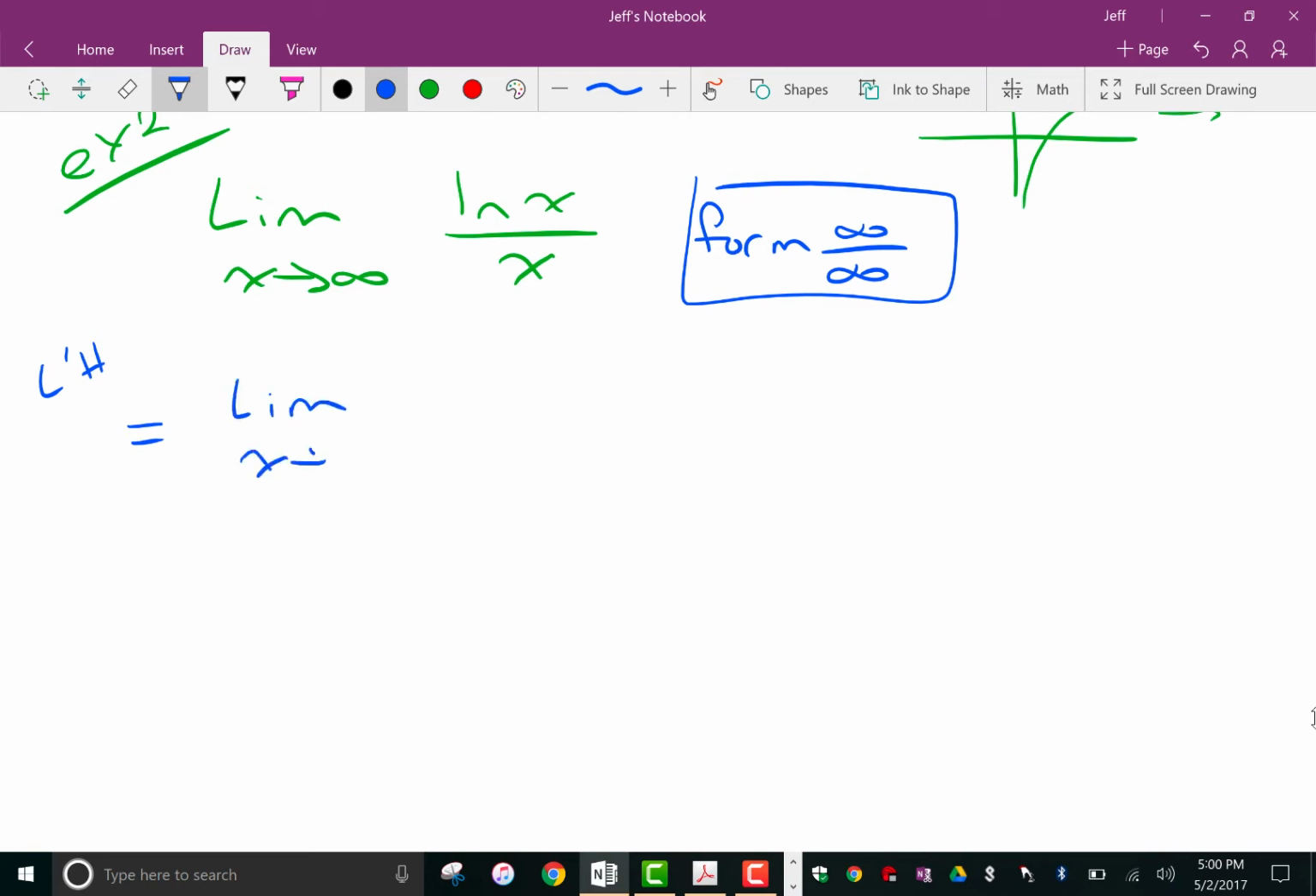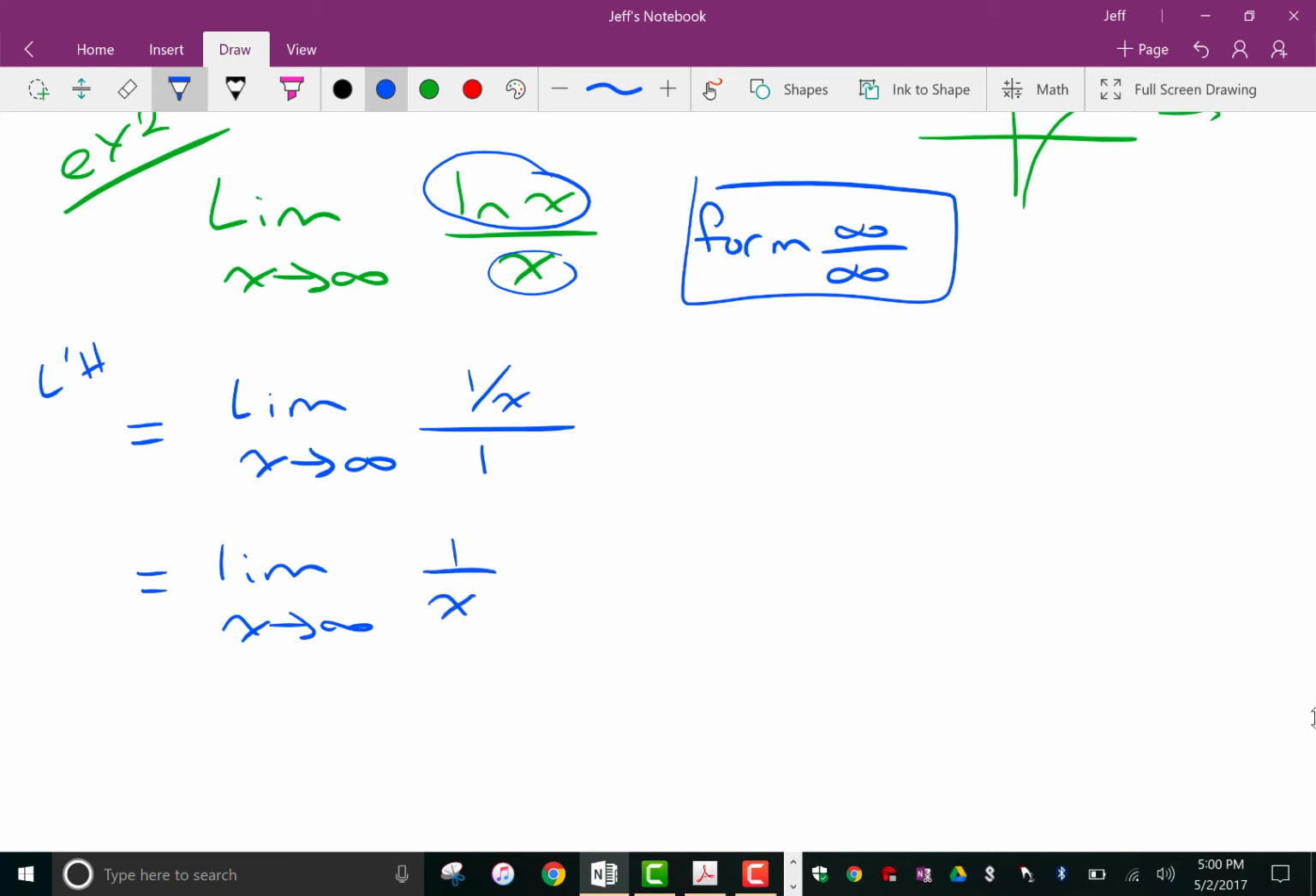It's the limit as x approaches infinity, and then I'm going to take the derivative of the top. The derivative of the natural log of x is 1 divided by x, and then I get to divide that by the derivative of the bottom. The derivative of the bottom is equal to 1. Well, there's not a whole lot going on there, so I can write the limit as x approaches infinity of 1 divided by x. That was just me doing a little bit of algebra there. And then I can see that as x is approaching infinity, this whole thing is approaching 0, so I get that the limit is equal to 0.